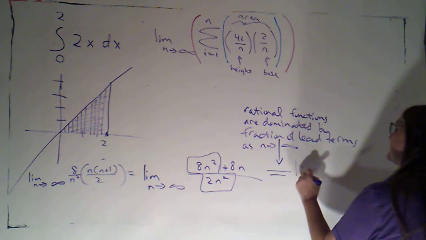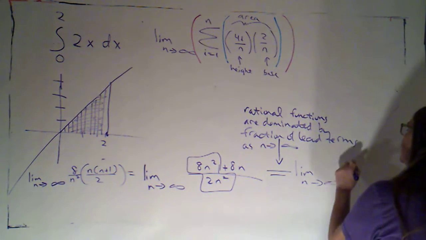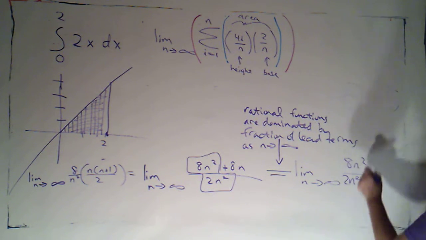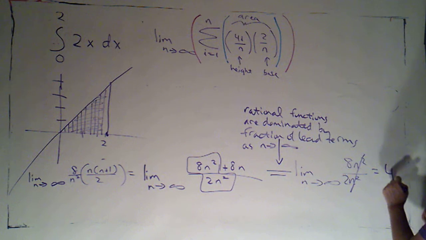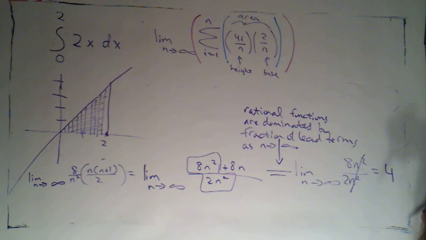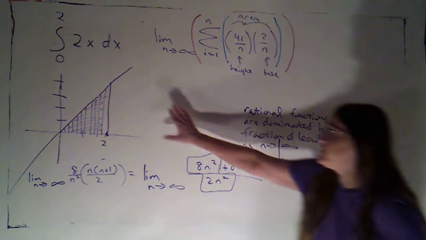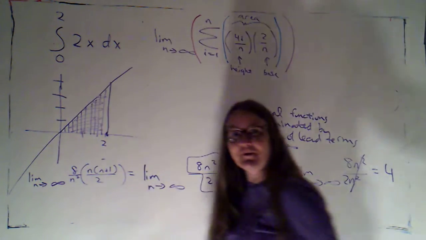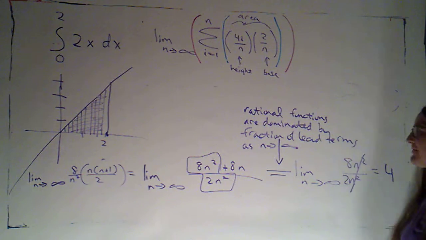So I can say this is the limit as n goes to infinity of just 8n squared over 2n squared. Those n squareds are going to cancel, and that's going to be 4. Which is what we said we should get, because this was the area of a triangle whose base was 2 and whose height was 4. So it's very exciting. We got the right answer.